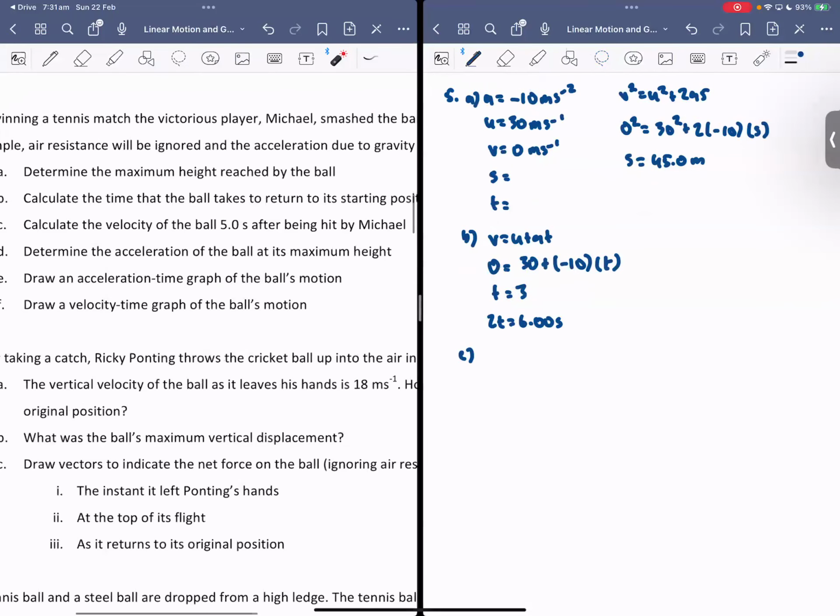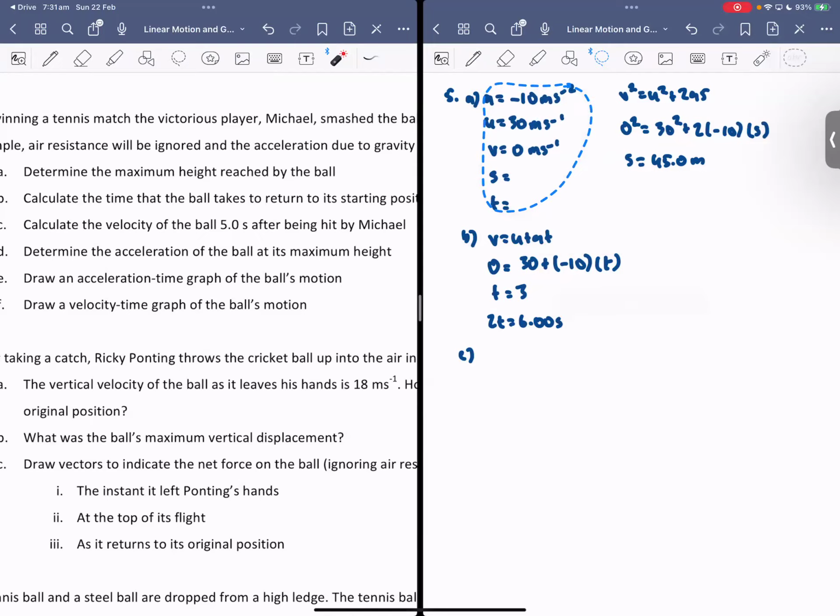Part C says calculate the velocity of the ball 5 seconds after Michael hits it. That means it's on the way down. I expect to get some negative answer, because it must be on the way down since it took 3 seconds to go up. So change of letters a little bit.